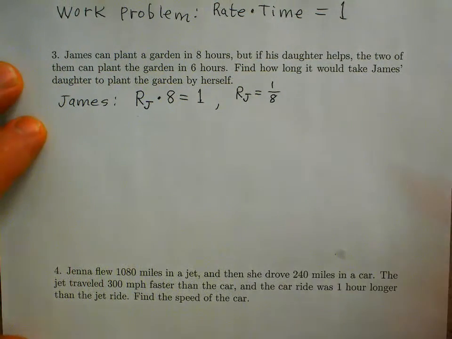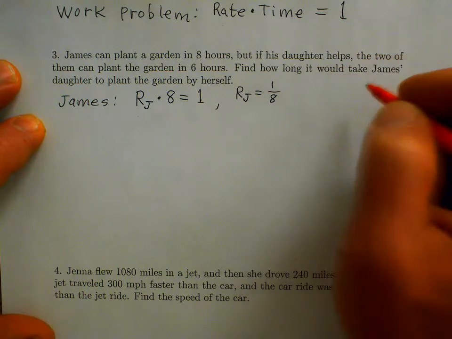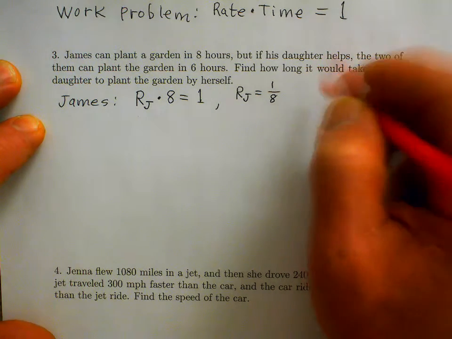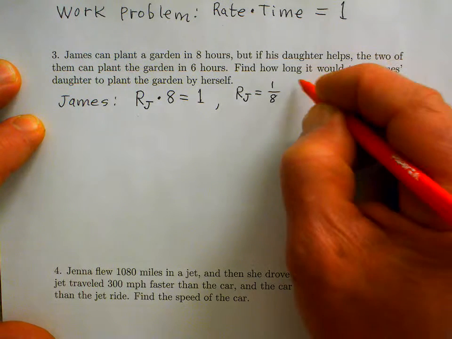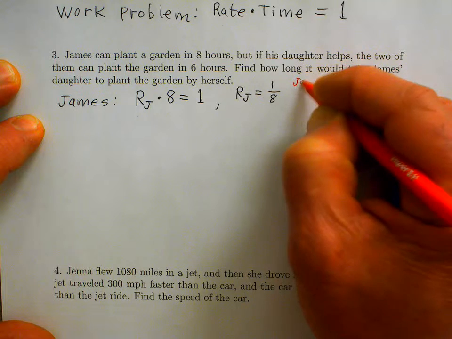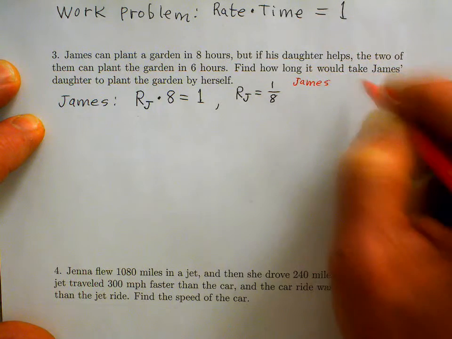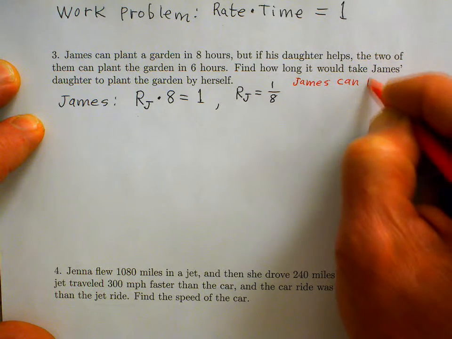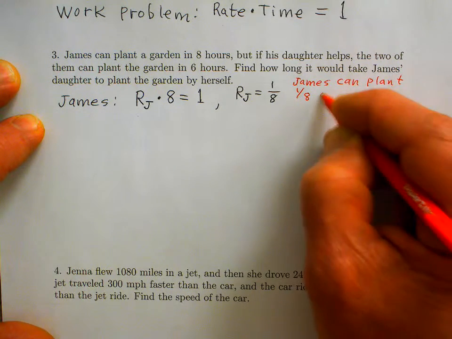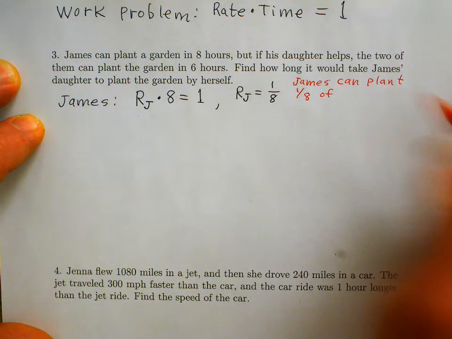So it might help you to remember if you know what it is that you're doing. So this is like saying James can plant 1/8 of the garden per hour. That's his hourly rate.